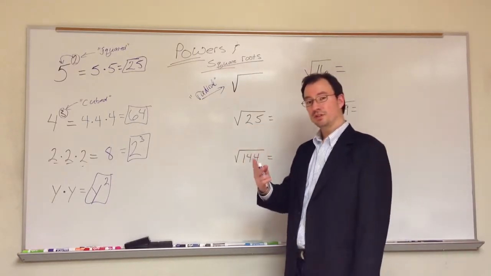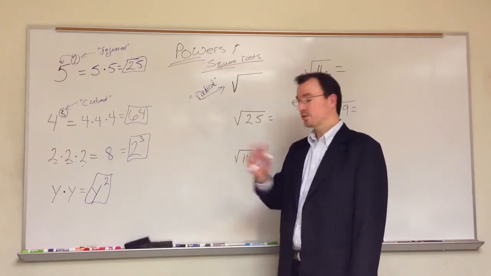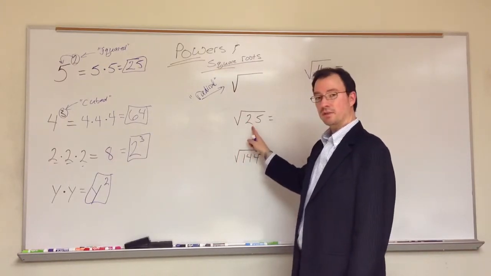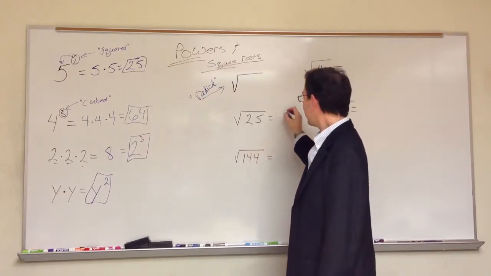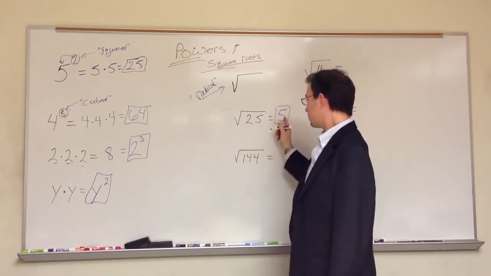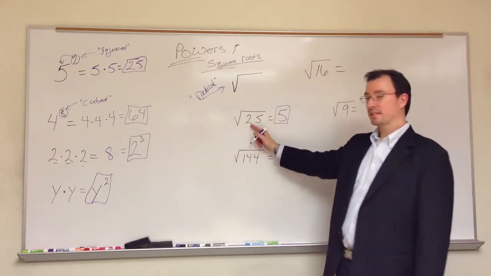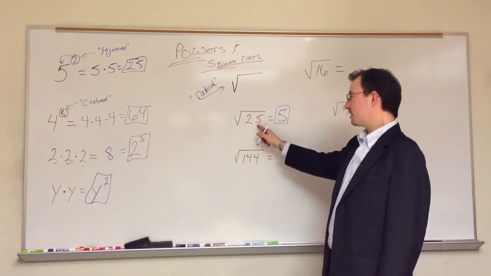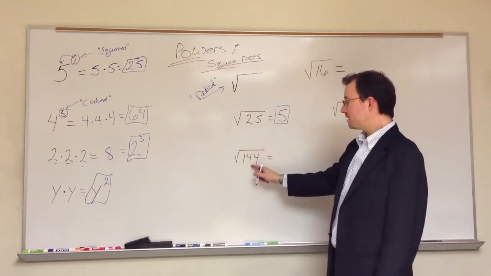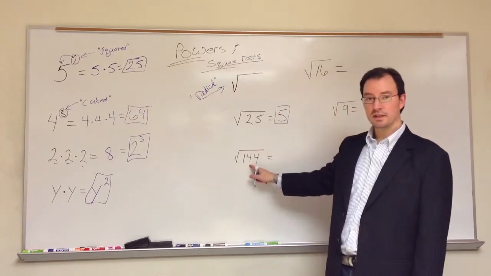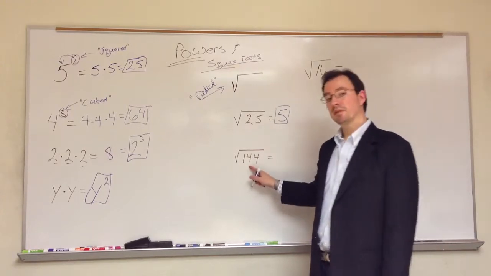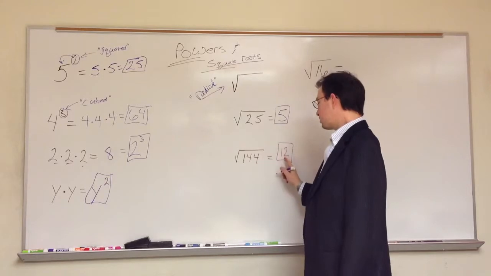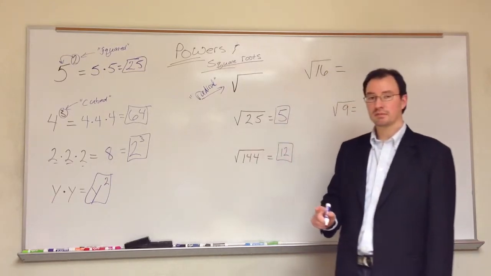Does 2? 2 times its own self would be 4. So it can't be 2. It's what times its own self equals the thing in the box. Well, in this case it's 5. 5 times 5, its own self, equals the thing in the box. Okay? So what times its own self equals this? You may or may not know this. This is one that comes up a lot. But in this case it's 12. 12 times its own self, 12, equals the thing in the box.